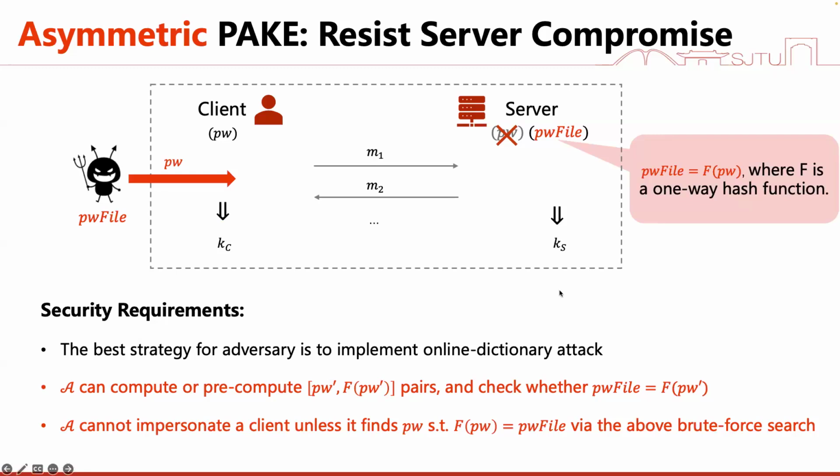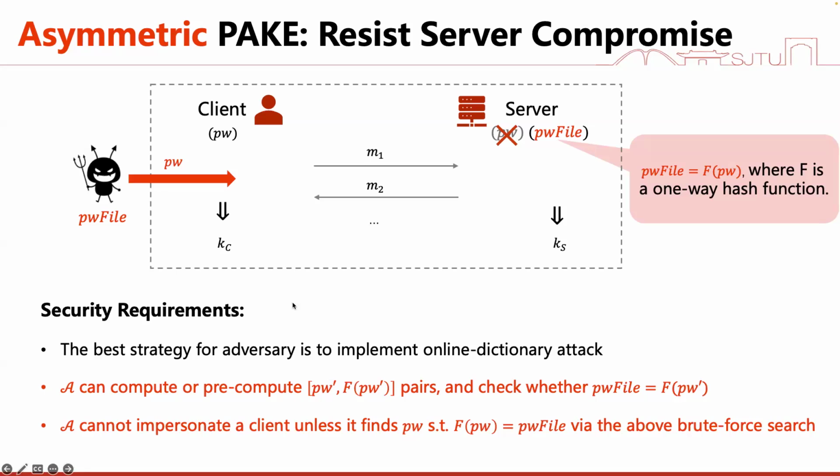Recall that in PAKE, the server stores the plain passwords. If the server is compromised, then the adversary can impersonate the client immediately. While in asymmetric PAKE, the server has to store a password file. And now if the server is compromised, the adversary only gets the password file rather than the plain password. After the server is compromised, the adversary can try a password and compute the trying password file, and then check whether the guessing password is correct.